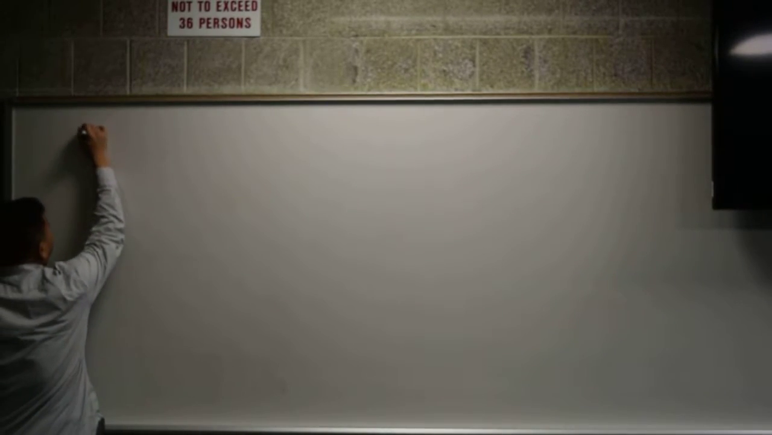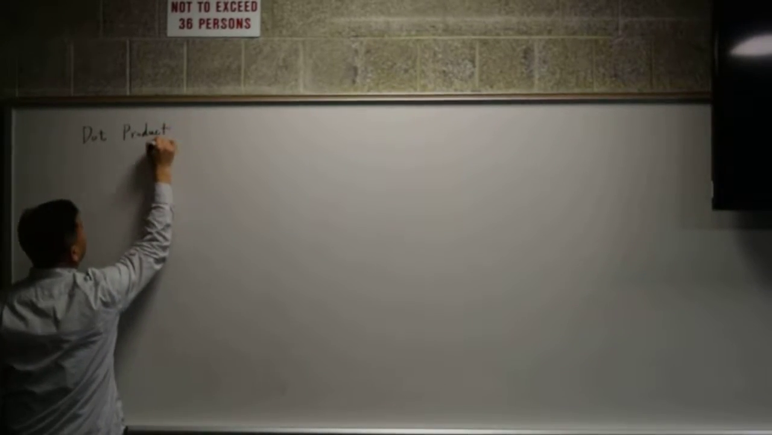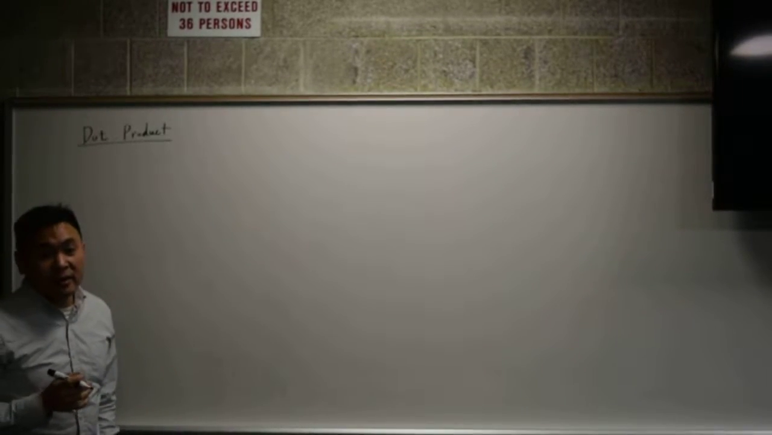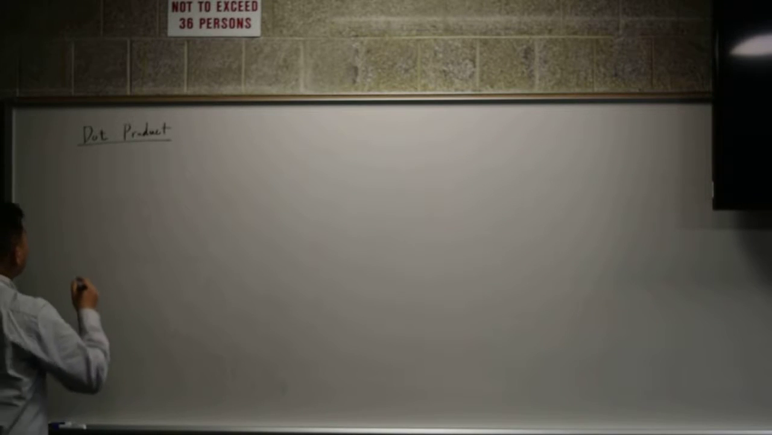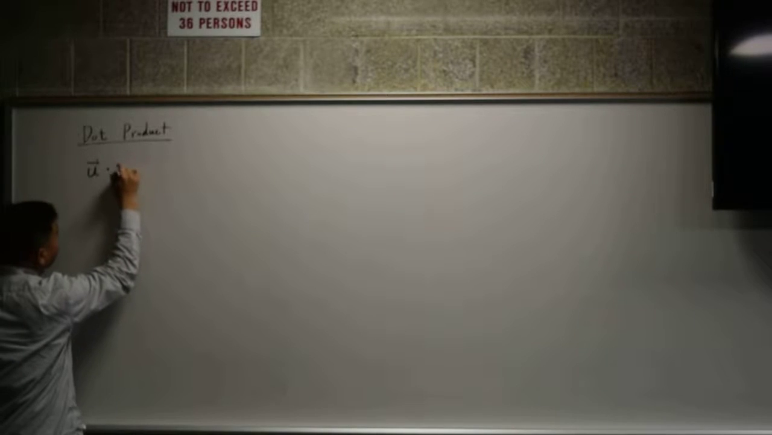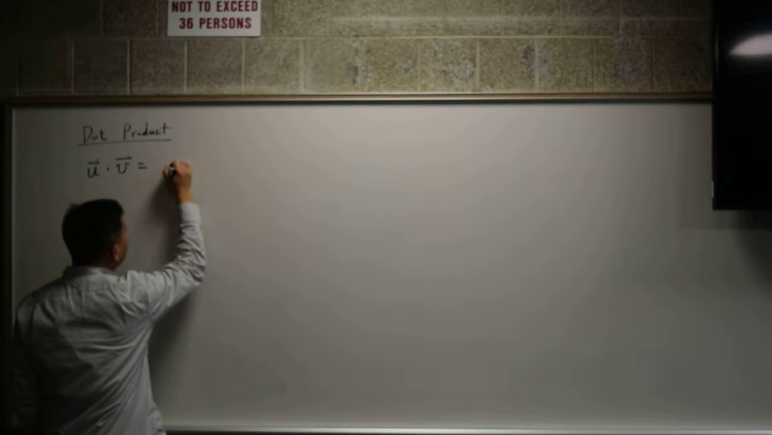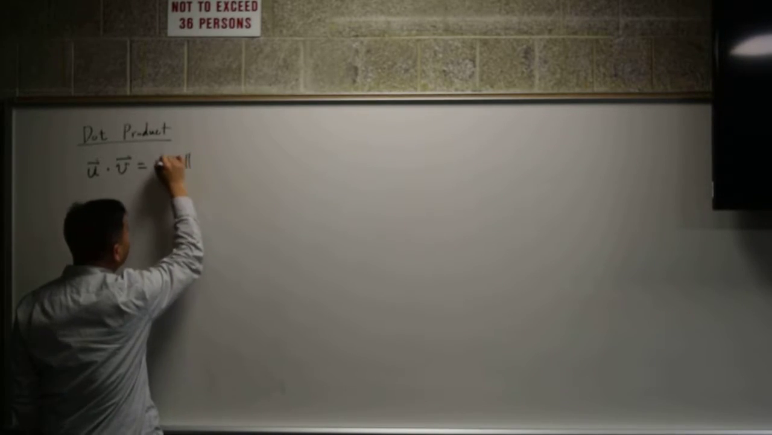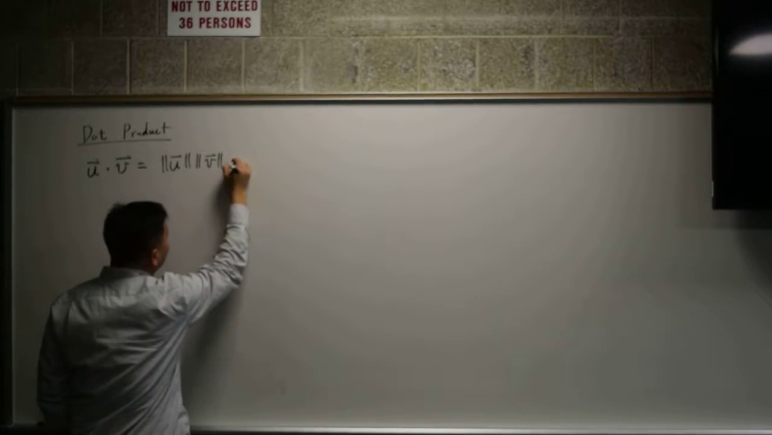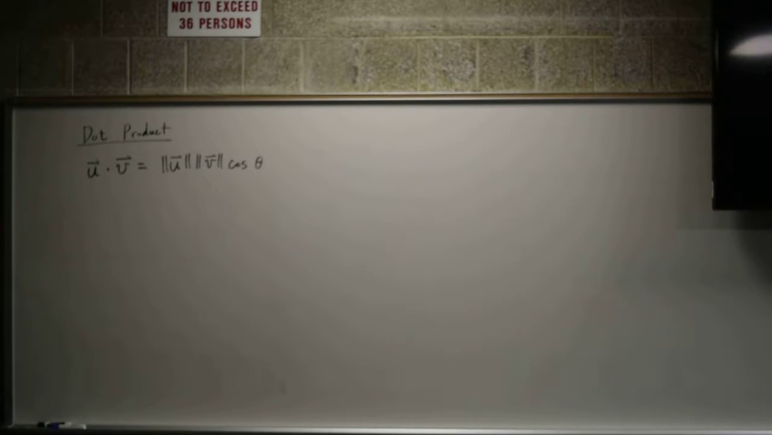Okay, let's continue with the dot products. And I believe I ended the last lecture with the following definition. If you have two vectors, u dot v, the dot product between the two is, you take the norm of the first times the norm of the second, and you multiply it by the cosine of the angle between. So theta is the angle between the two vectors.